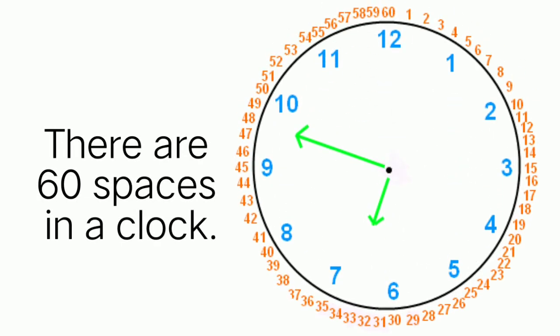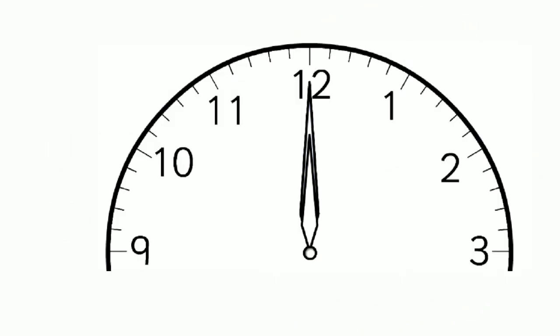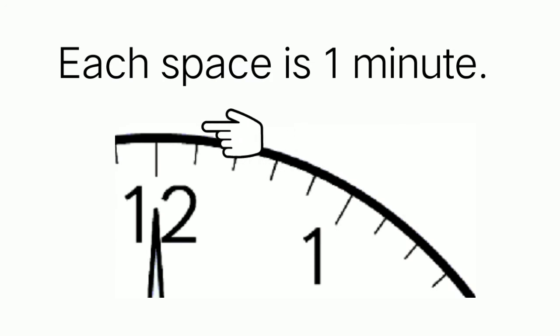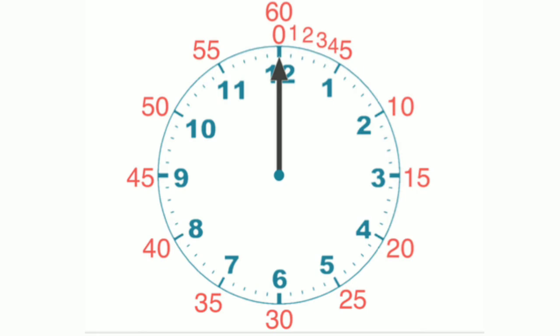There are 60 spaces in a clock. Each space is 1 minute. There are 5 minutes between numbers. The long hand or minute hand is read using skip counting by fives, like 5, 10, 15, 20, 25, 30, 35, 40, 45, 50, and 55.